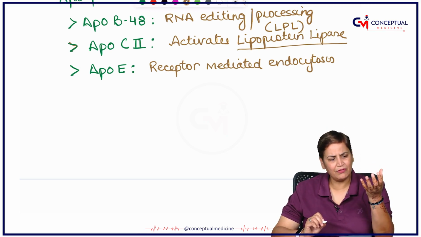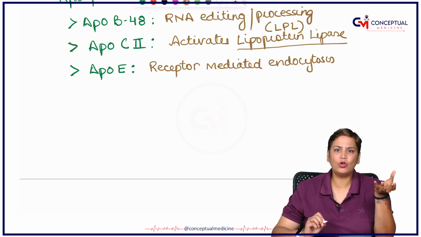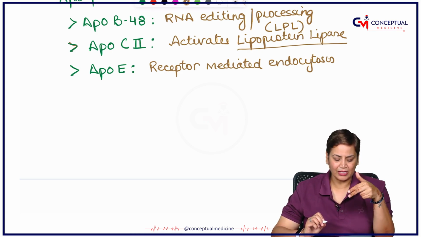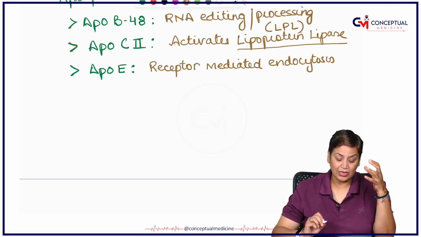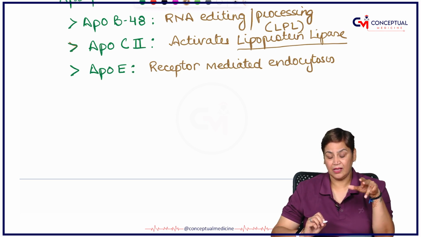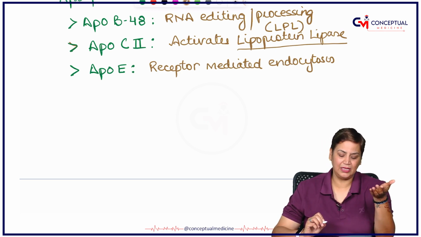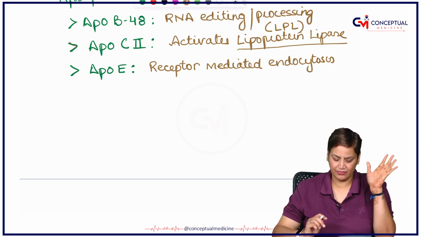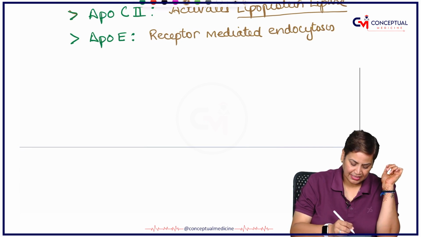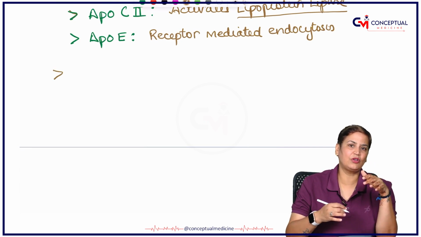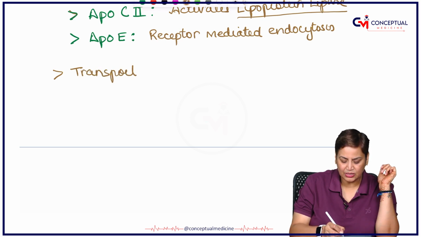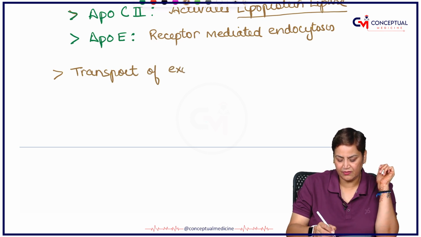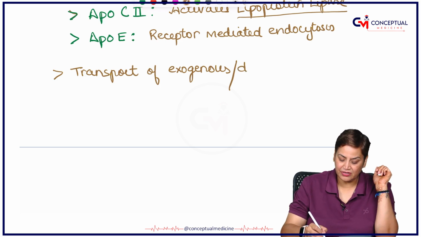Whenever we have to extract the triglycerides, the liver needs a kind of recognition. So the liver is going to accept Apo E, which is coming with these TGs. First of all, chylomicrons help in the transport of exogenous TGs. This is very, very important. Exogenous, or we can call them dietary TGs.